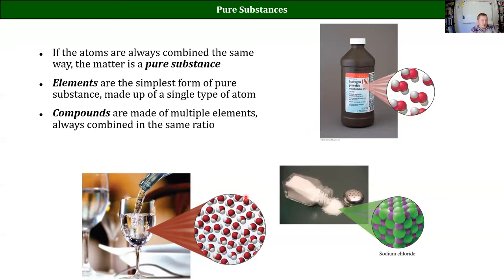So this is why hydrogen peroxide and water are two different compounds, even though they're both made up of just hydrogen and oxygen, but they're combined in a different ratio and in a different way. And realistically, the hydrogen peroxide that you get in the brown bottle at the grocery store is not actually pure hydrogen peroxide. It's hydrogen peroxide mixed with water. So this figure is a little bit misleading, but if it was pure hydrogen peroxide, every molecule would look like this, two oxygens and two hydrogens.